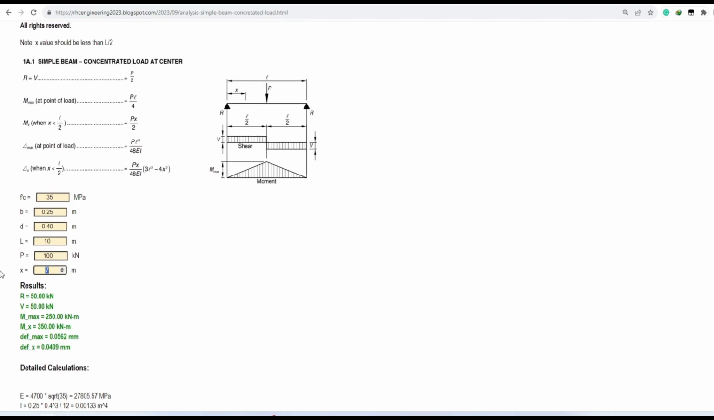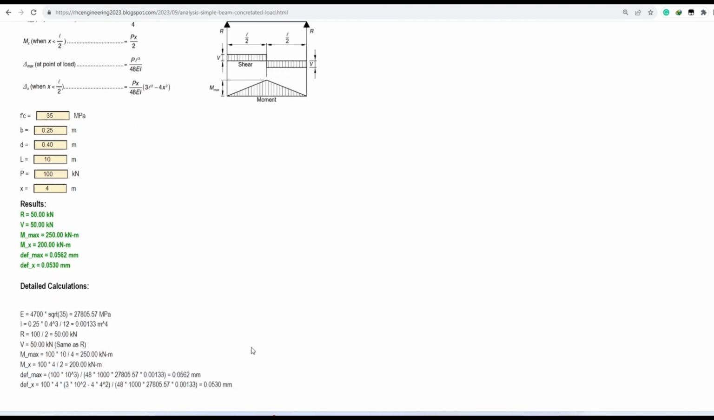So, let's say 4 meters. So this is the corresponding deflection, then the moment. Okay. The nice thing is that automatically, it will calculate the corresponding value in the result.